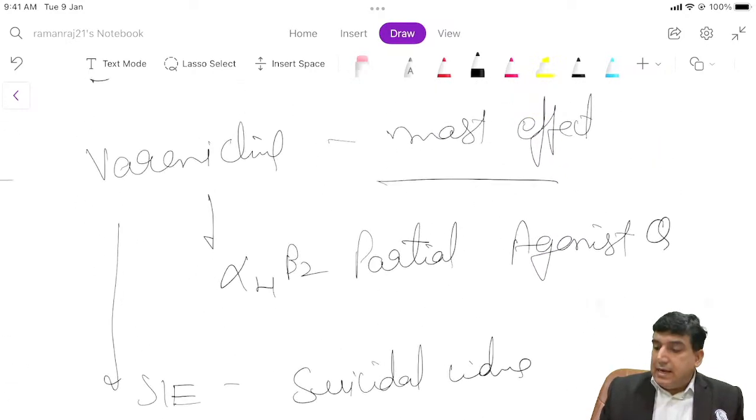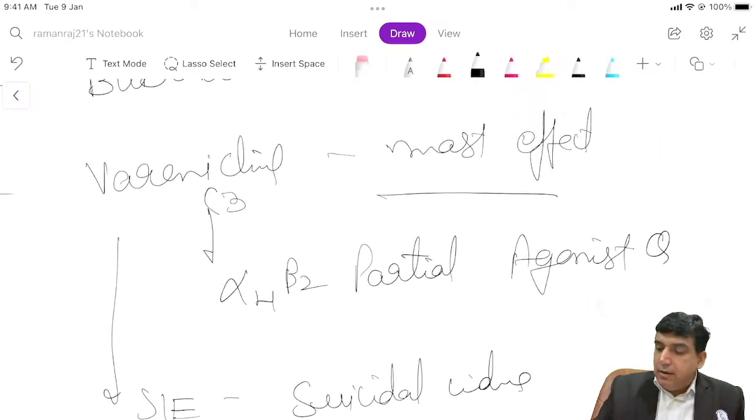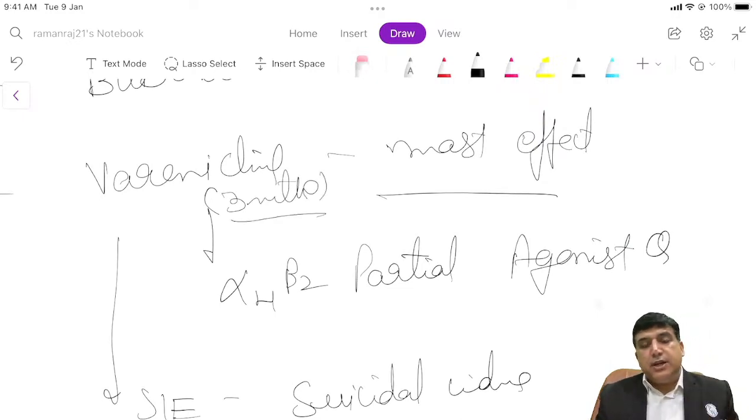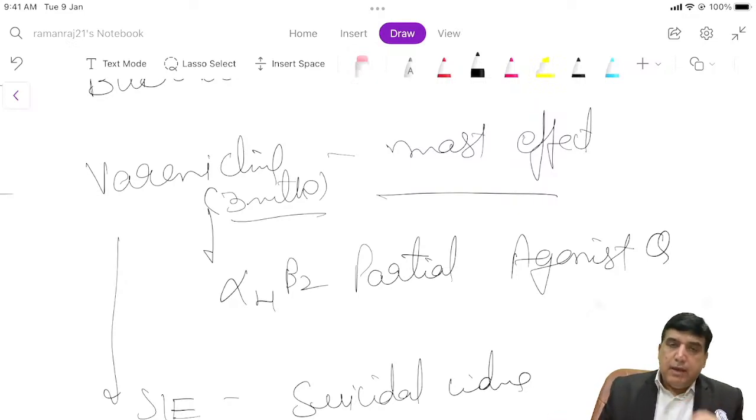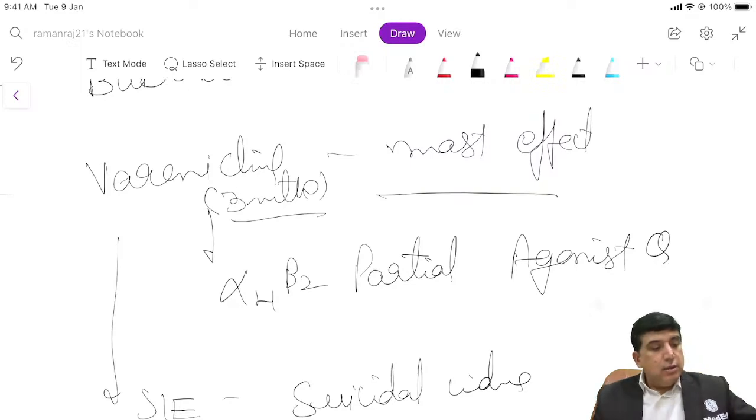With varenicline, we have 3 months of therapy. We start with 0.5 milligram for the initial 3 days, then 0.5 milligram morning and evening, then 1 milligram for 4 days, and then we give 1 milligram for the rest of the 3 months. So it's a 3 month therapy, a very effective medication. So the question number 5 answer will be D for daily.